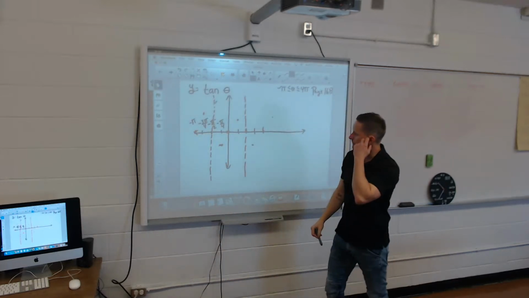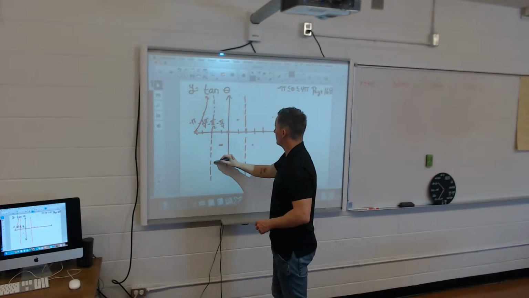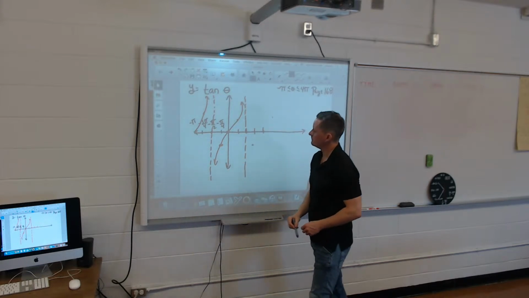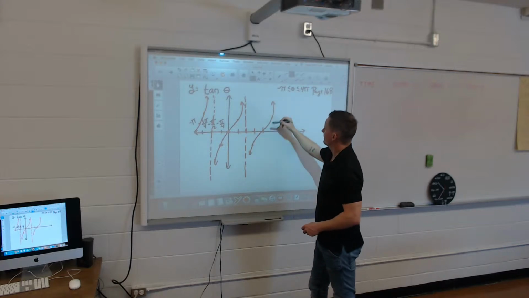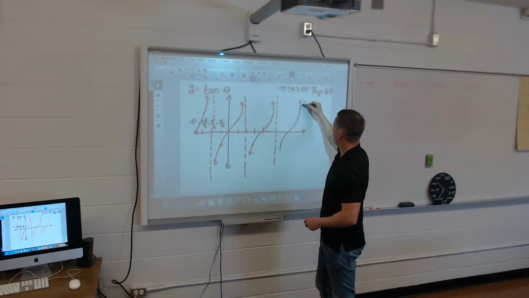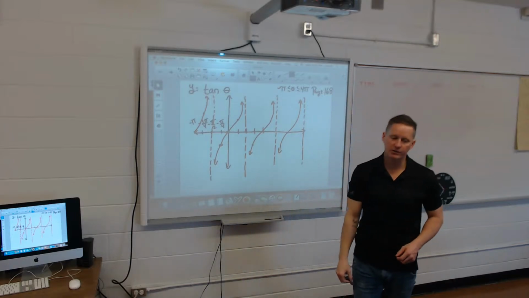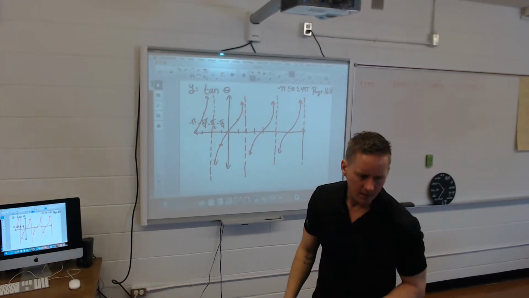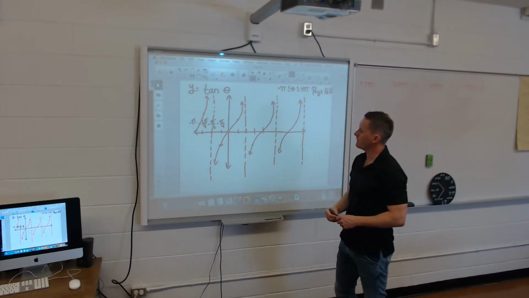So looking at my graph then, this is how it looks. This goes up like this, approaches. So it goes here, like that. Start down here, goes like this. This value right here will be an asymptote. And so it just continues like this all the way through. And at every odd value of pi over 2, I'm going to end up with an asymptote. Okay, so this is my tan graph.